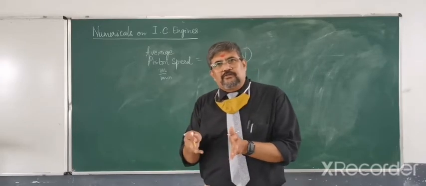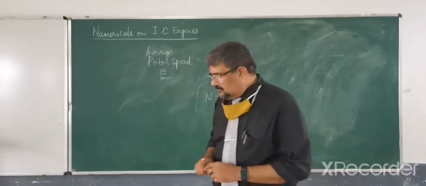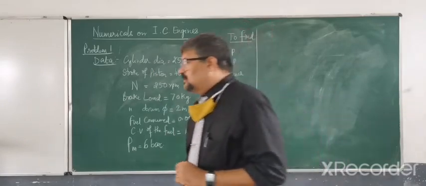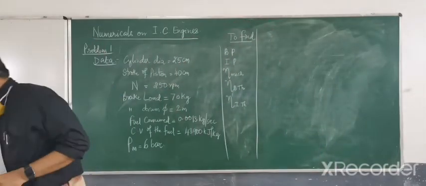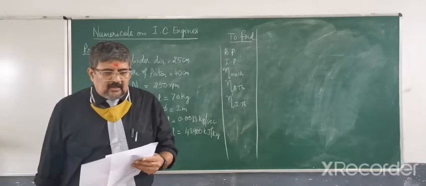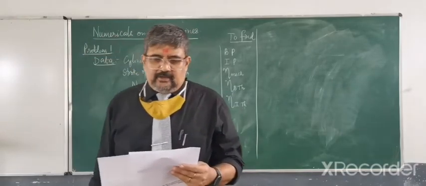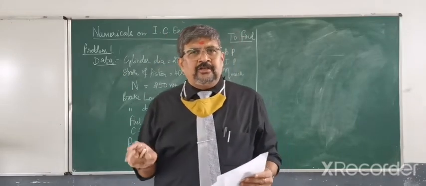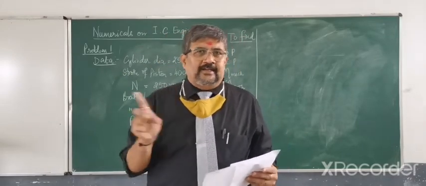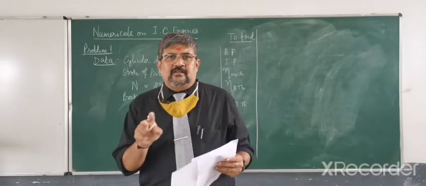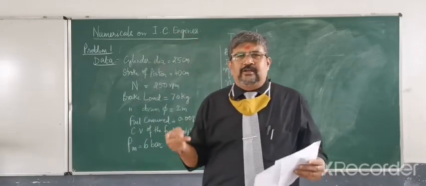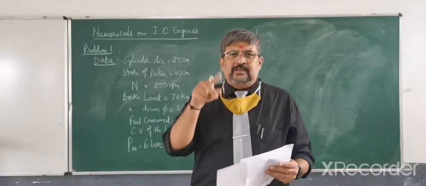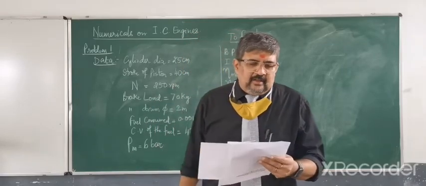Okay, so we will start solving the problems now. We'll solve the first numerical, and the statement of the problem is something like this. The following observations were obtained during a trial on a 4-stroke diesel engine. Now, if it is not mentioned whether it is a single cylinder, 2-cylinder, 3-cylinder, and so on, we'll take it as a single cylinder only. There is only one piston cylinder arrangement.